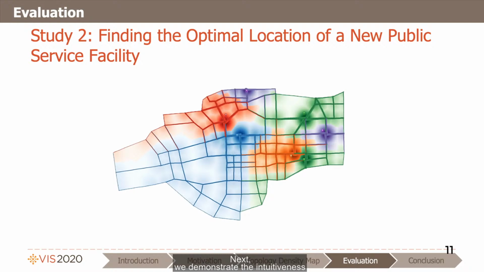Next, we demonstrate the intuitiveness of the topology density map in presenting density distribution, which is requirement R2, which facilitates the process of finding the optimal location of a new public service facility.